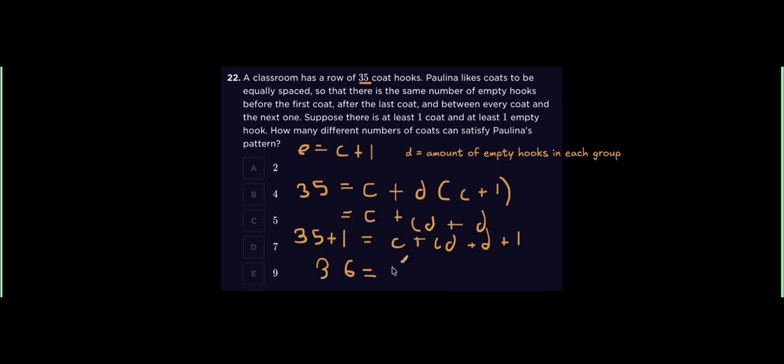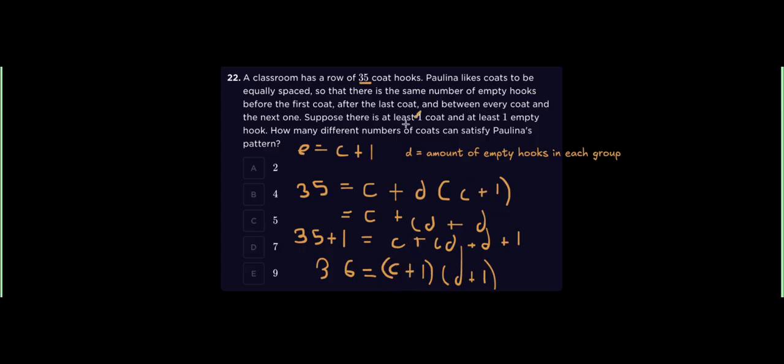So 36 is equal to C plus 1 times D plus 1. Right, and this is perfect because C times D is CD, C times 1 is C, 1 times D is D, and 1 times 1 is 1. Now this is so useful. Why? Because now we've got a really simple equation which we can find the value of C for.